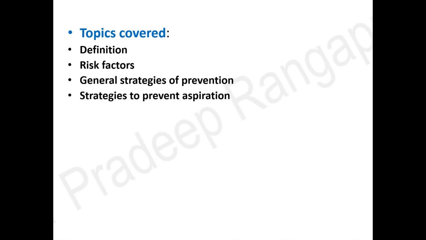The topics I'll be covering are the definition of VAP and the distinctive risk factors for VAP, and then the general strategies, which can be divided into four categories. One is the general strategies of prevention. The second is taking steps to prevent aspiration.